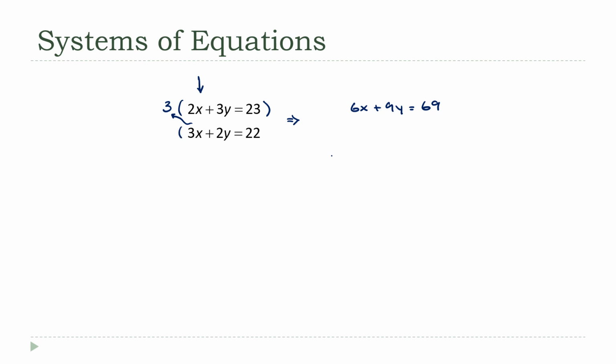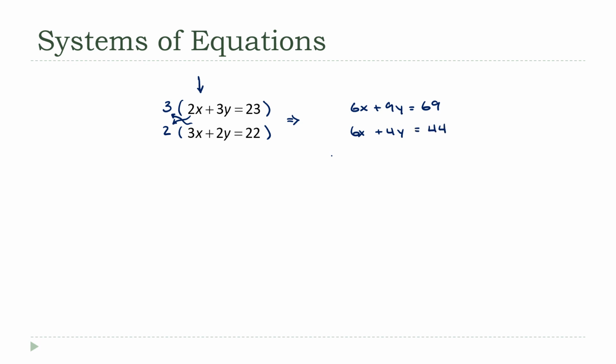Right, now I have to deal with the other one. I'm going to take this second equation and multiply it by 2. Hopefully you've kind of figured it out from what I did with the first one. 2 is the coefficient of the x, again, in the other equation. All right, so let's do that and see what happens. This becomes 6x plus 4y equals 44.